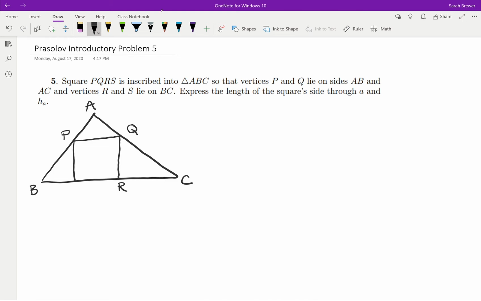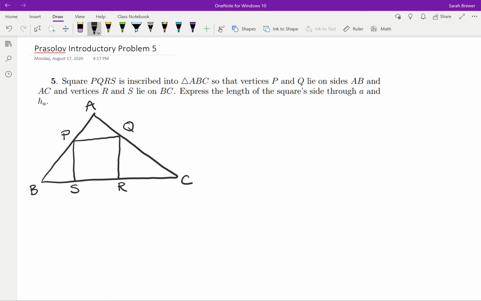And when I name a quadrilateral, I have more than 3 vertices, and so the order that we state them matters. I could call this square PQRS, PSRQ, QPSR, RSPQ, but the important thing is that I'm naming the vertices in a cyclic manner. So PQRS. That's why I know R had to be the one on the right, S had to be the one on the left. All right, and so we want to express the length of the square's side.